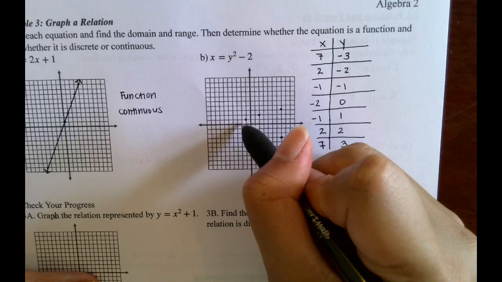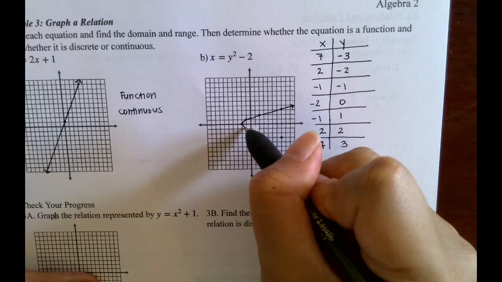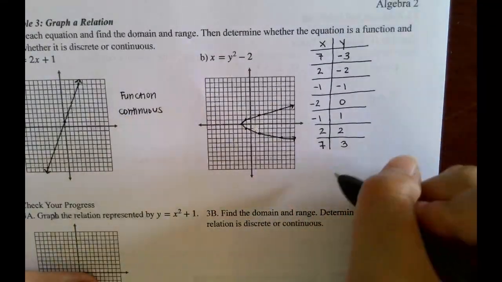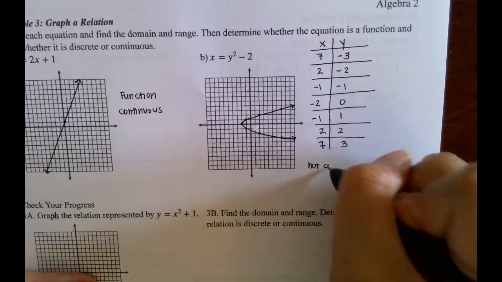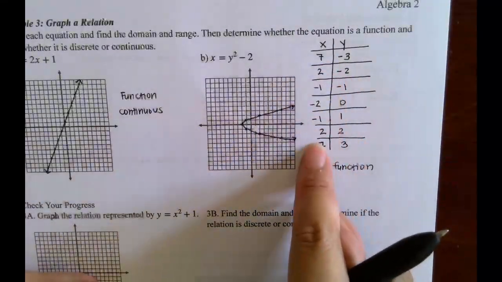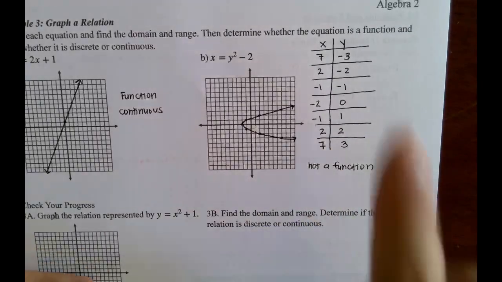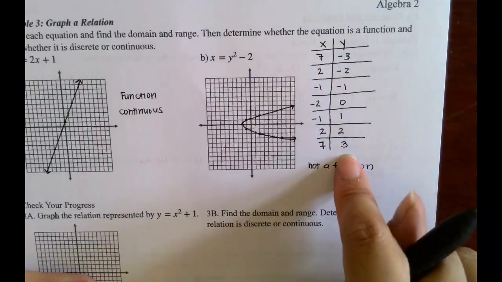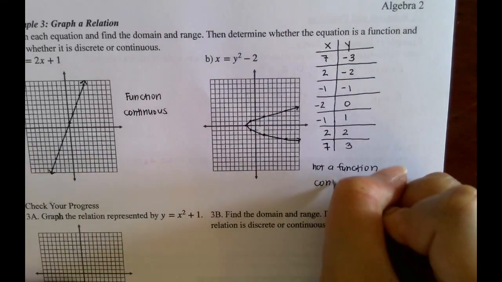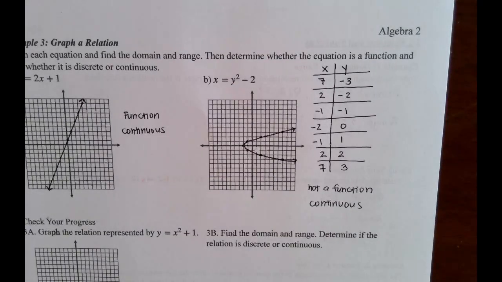And then here, I'm going to connect. Okay. Is this a function? This is not a function. It doesn't pass my vertical line test. And as you can see, my x values have repeated, right? 7, 7, 2, 2, -1, -1. So it's not a function because these x values go with different y values. Okay. However, it is continuous. Okay. And there you go.